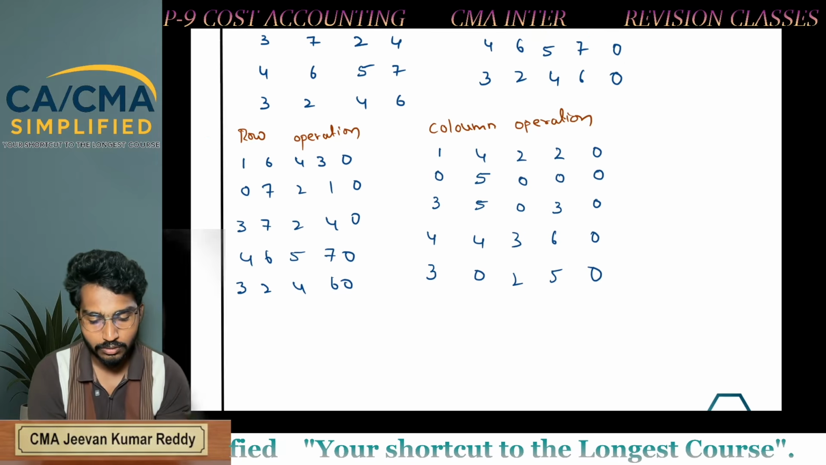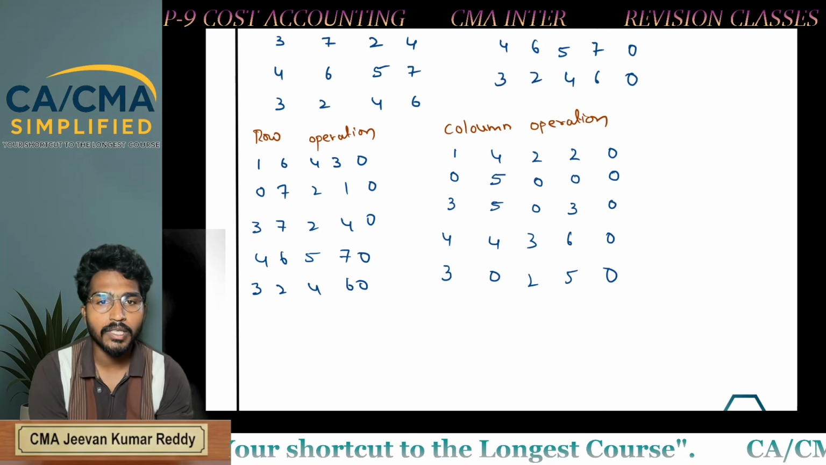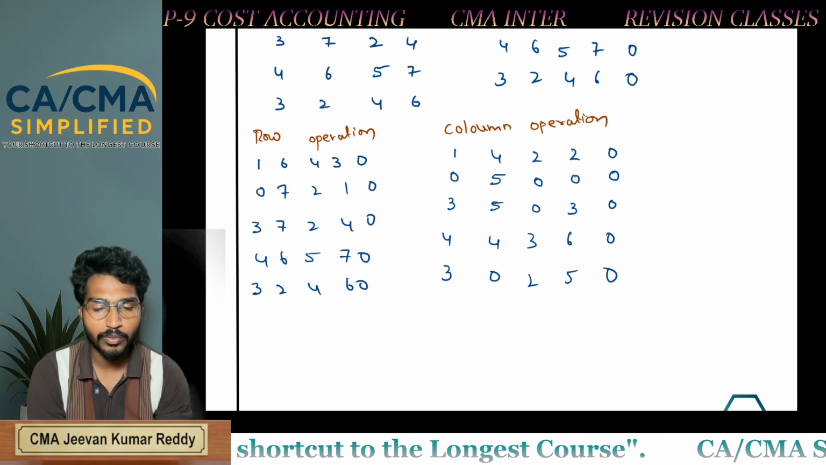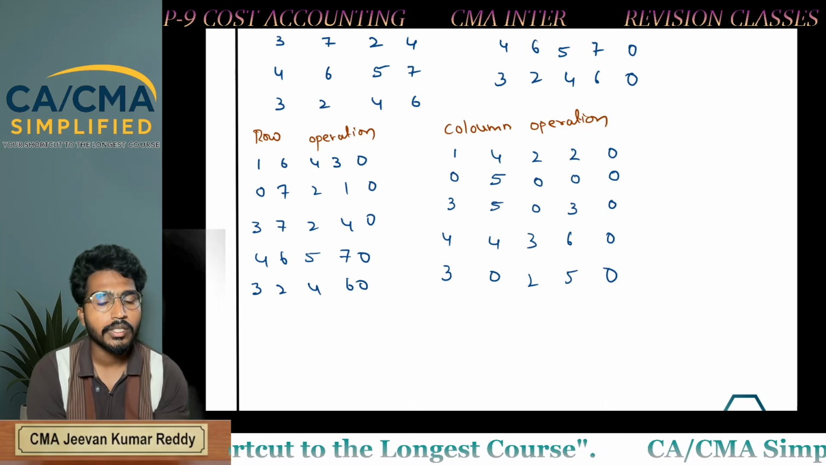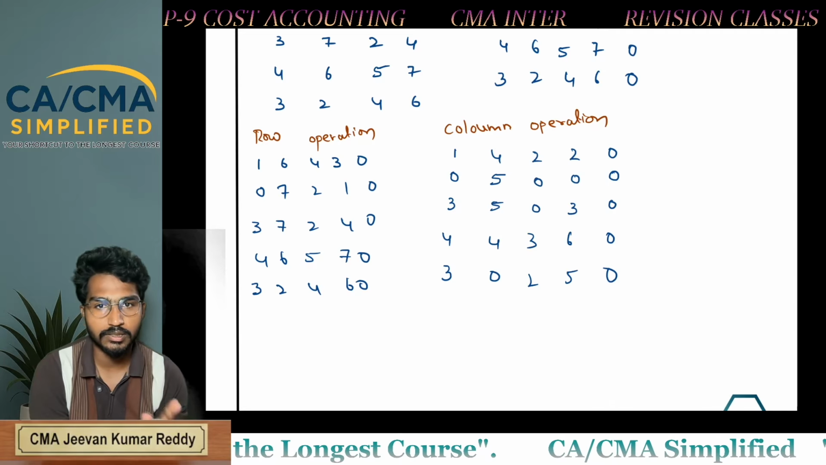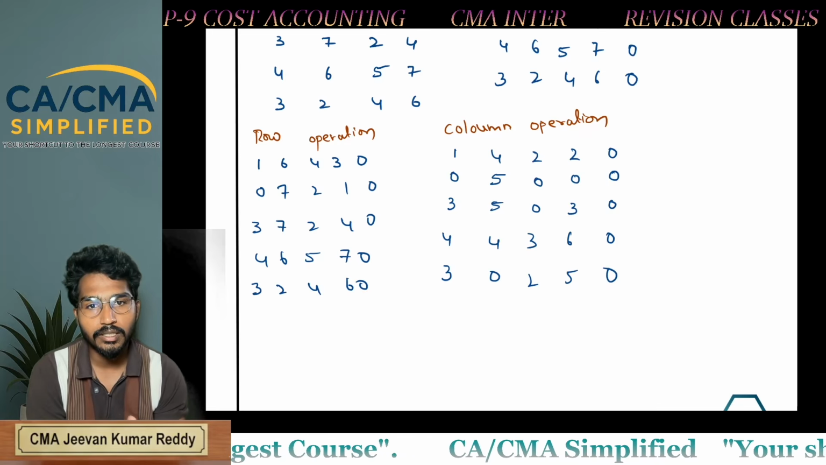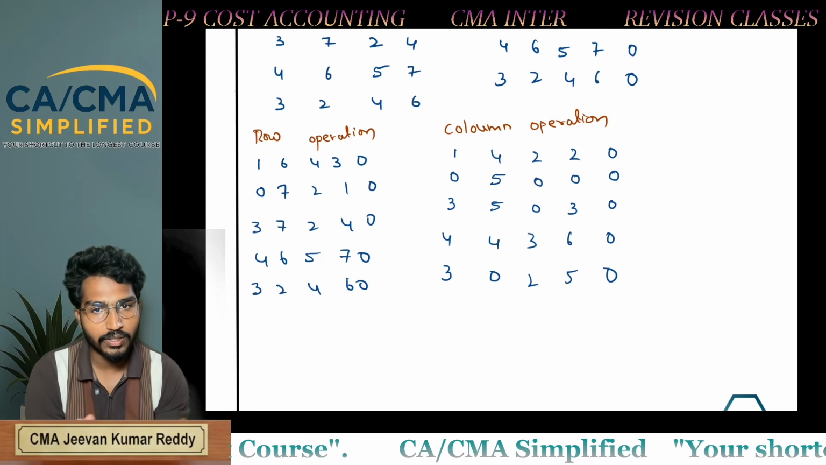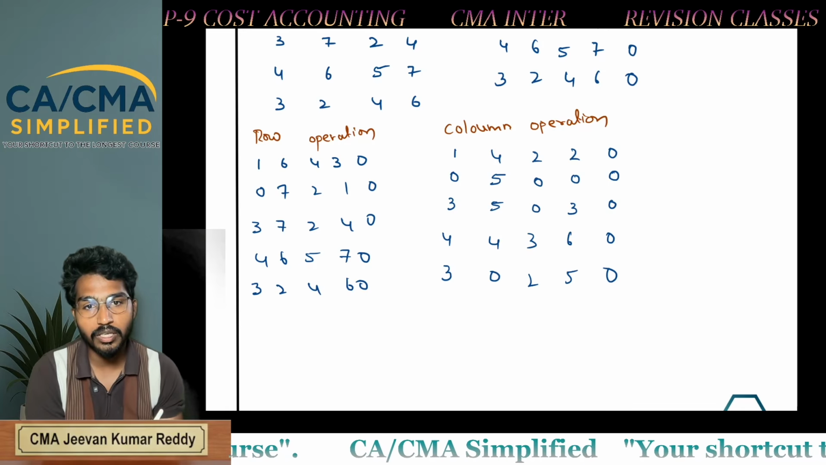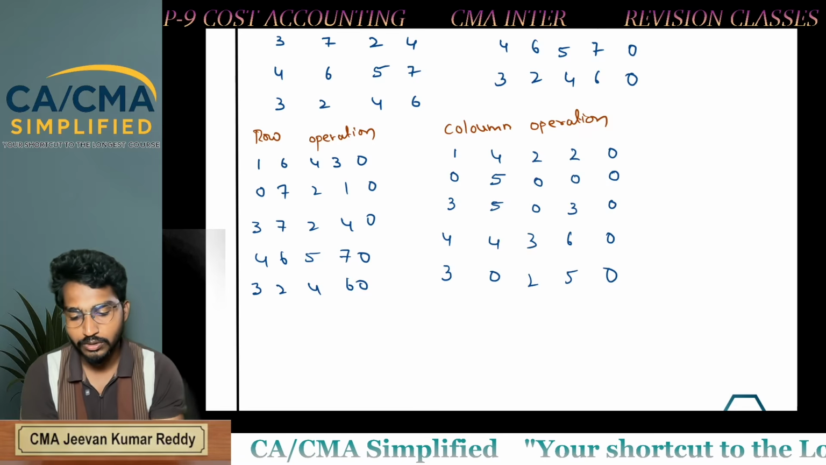After completion of column operation, we need to do optimality test. So how to perform optimality test? The number of rows or columns must be equal to the number of allocations. That is the optimality test. Before that, we need to select the number of allocations. For that, we need to draw lines horizontally or vertically to cover all the zeros.